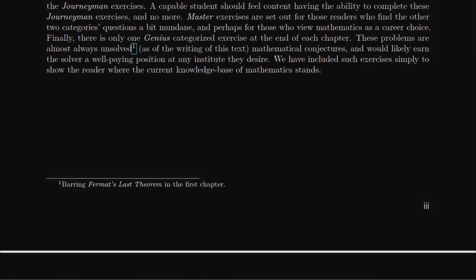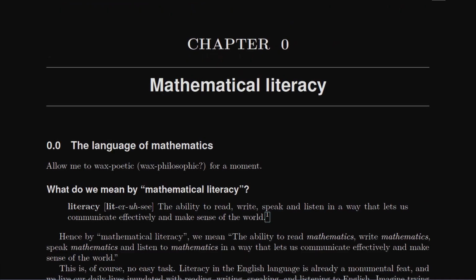So they all should be interpretable once we finish the chapter, all these genius exercises, but it's really just something to look at so you have an idea of really where the current cutting edge of mathematics stands. So with that, let's move on to the first section of the book, really the first chapter, which I'm calling mathematical literacy. And the first section being the language of mathematics.